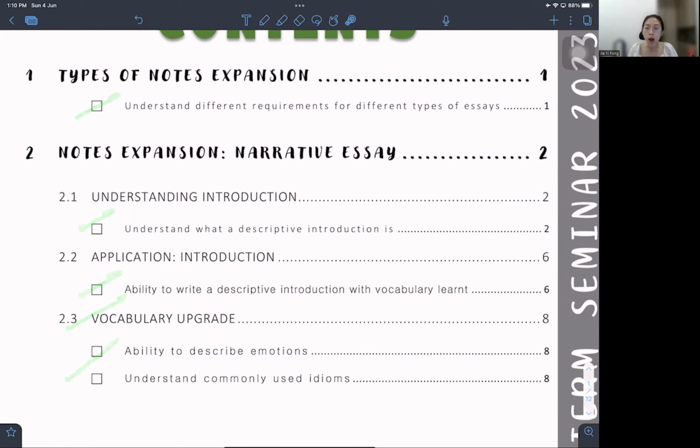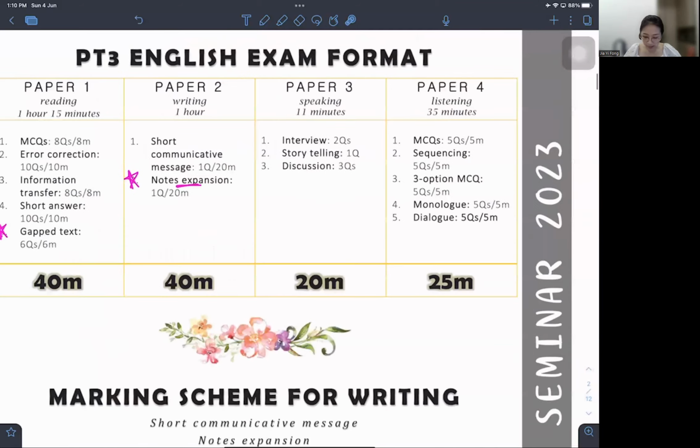Hopefully you will understand the different types of essay in PT3. How do you write a descriptive essay? How do you improve your introduction? That is our main goal today. Like I said, I know some of you are asking, teacher, how do I do gap text? If we have enough time, I'll go over it with you. But bear in mind that our lesson today is mainly focusing on descriptive writing. Okay, let's go.